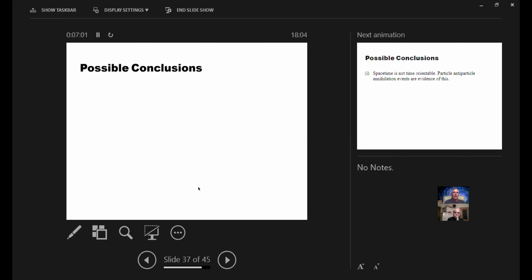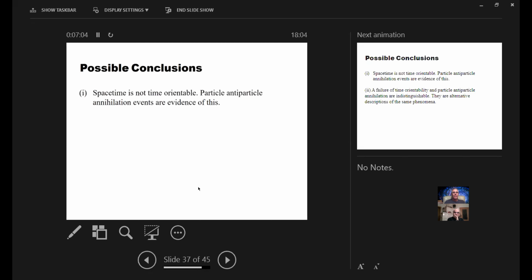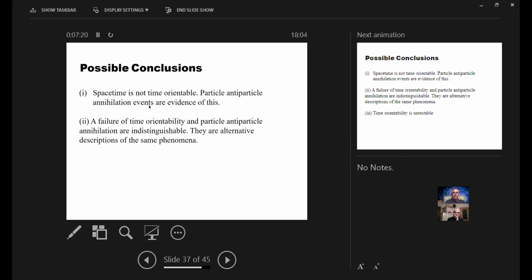So what do we conclude from that? Well, you could say that space-time is not time orientable and that particle-antiparticle annihilation events are evidence of that. That's what I would say. We have just proved that time is not orientable. We could say that these are indistinguishable phenomena, time orientable and particle-antiparticle annihilation. Yeah, they're alternative descriptions of the same phenomena, which I'm okay with.